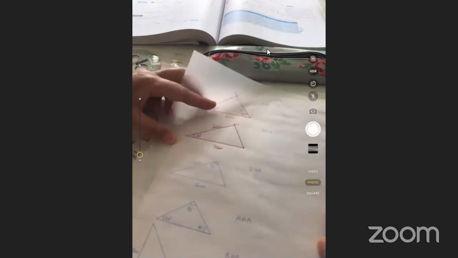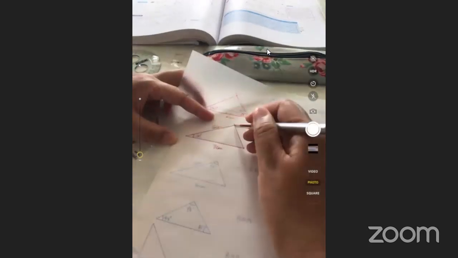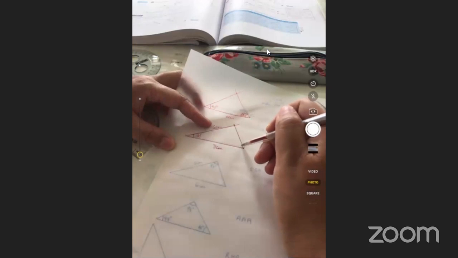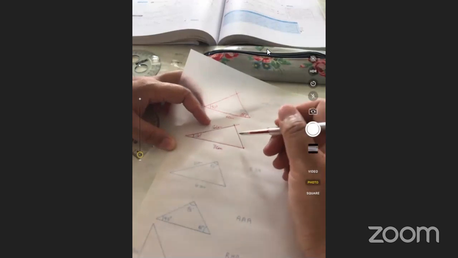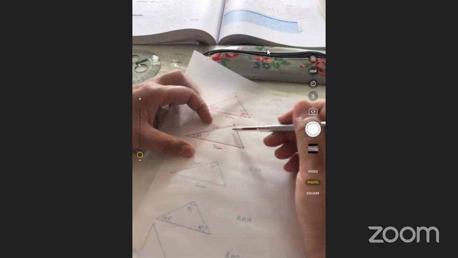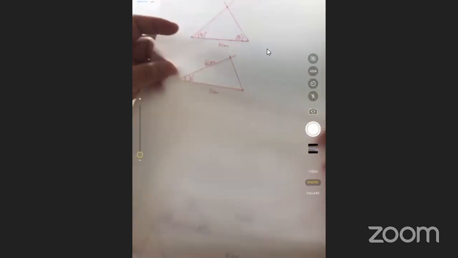When they overlap, this angle should be the same, and this one should be the same. But I don't know the values here now. But because they are congruent, these angles should also be the same. How can we check whether the angles are the same? I can just place one on it, and then you can know that these two angles are equal in this way.